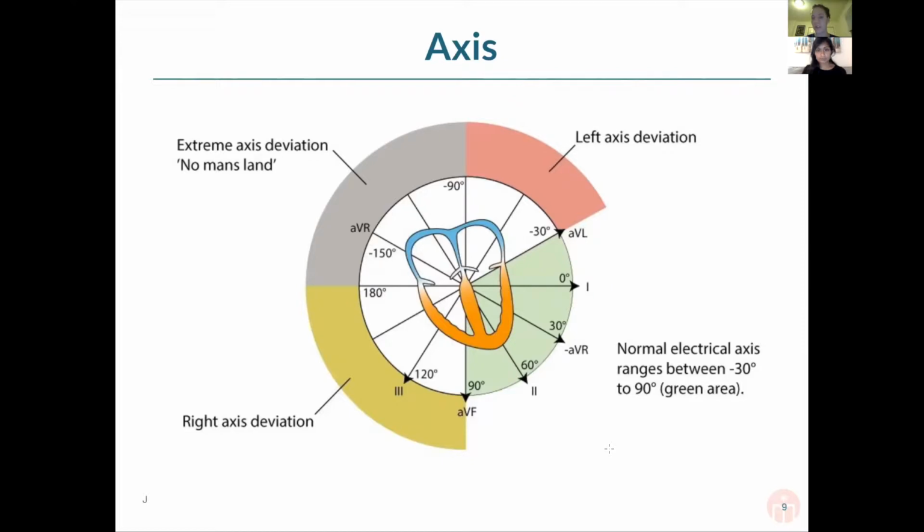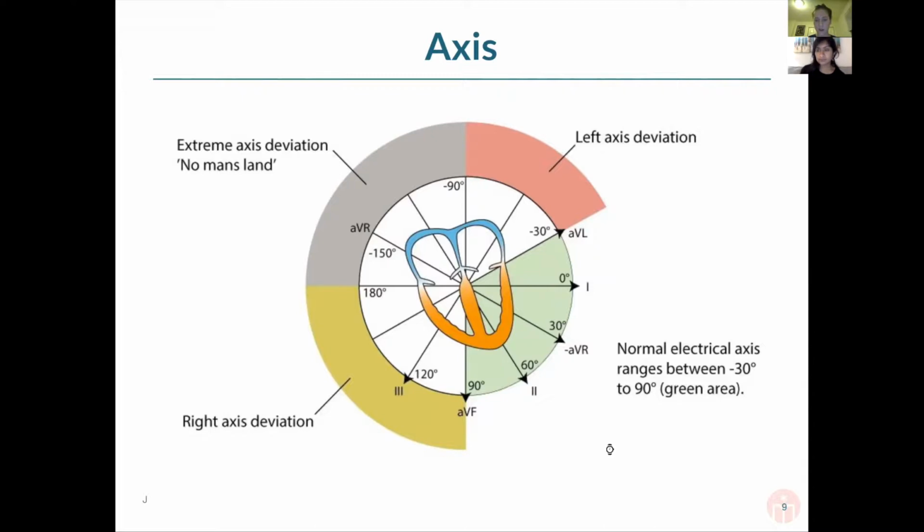So to summarize, a normal axis on an EKG is going to be a mostly positive deflected QRS in lead 1 and a mostly positive deflected QRS in lead AVF. If you have right axis deviation, lead 1 would have more of a negative deflection. If you're having a left axis deviation, lead AVF would have more of a negative deflection. And so those are the basics to explaining axis here.